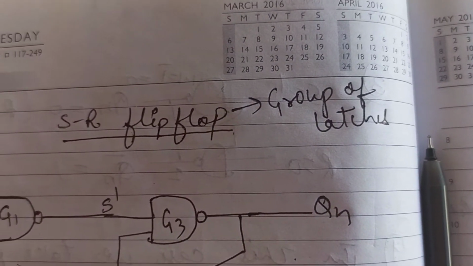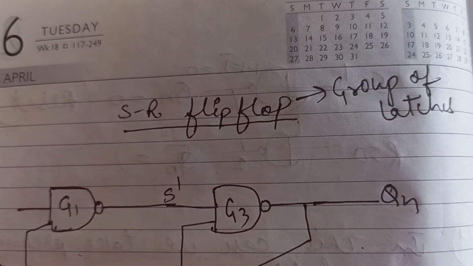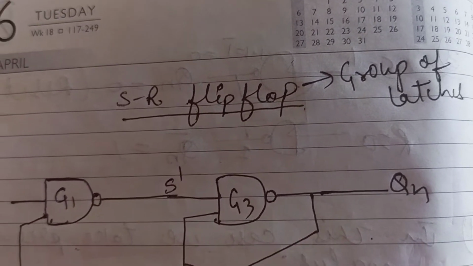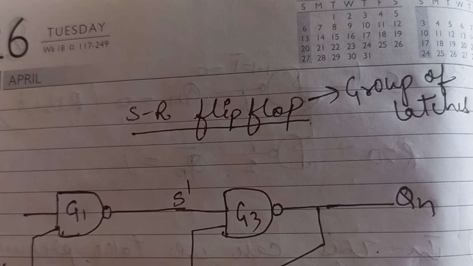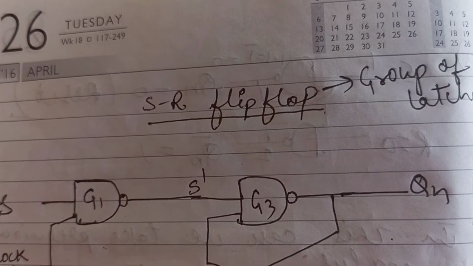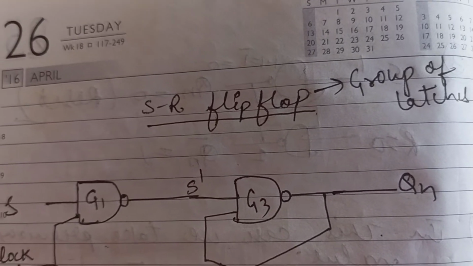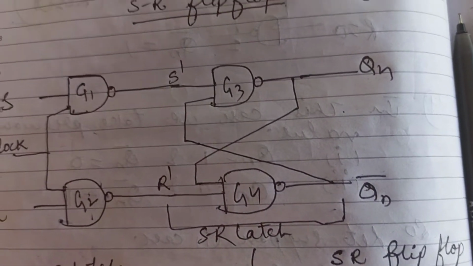Flip-flop is a group of latches. We can make a flip-flop by combining two or more latches. SR means S means set and R means reset. Basically flip-flop is a storage element. It works like a register. Here is the circuit of the flip-flop.